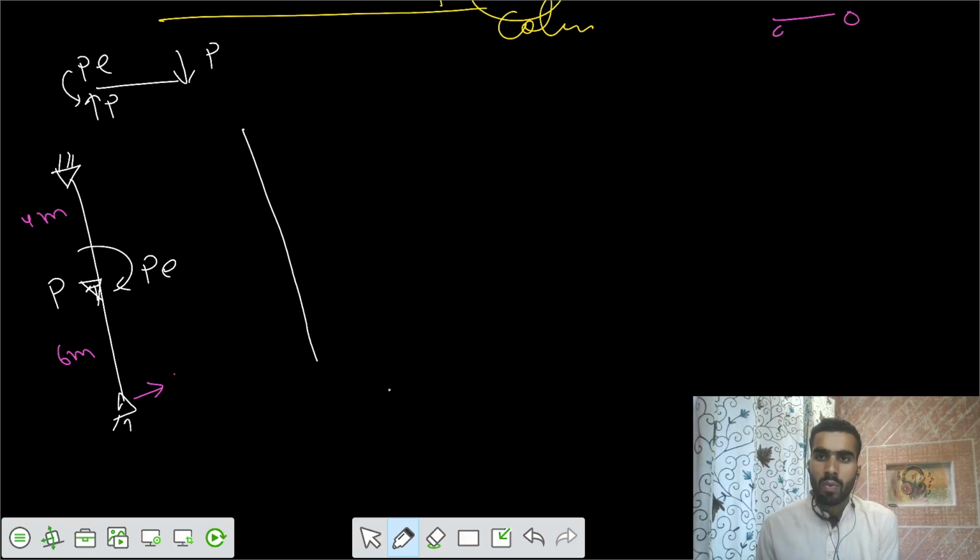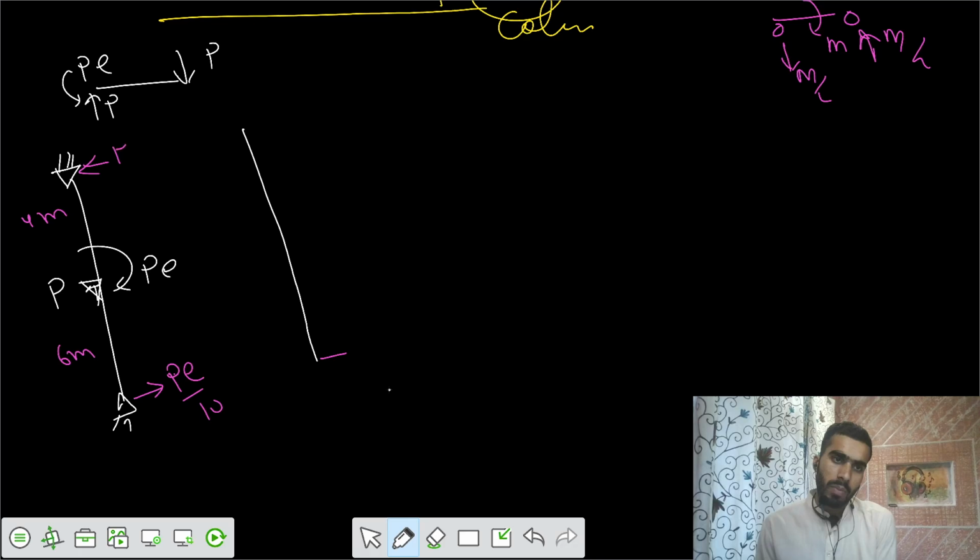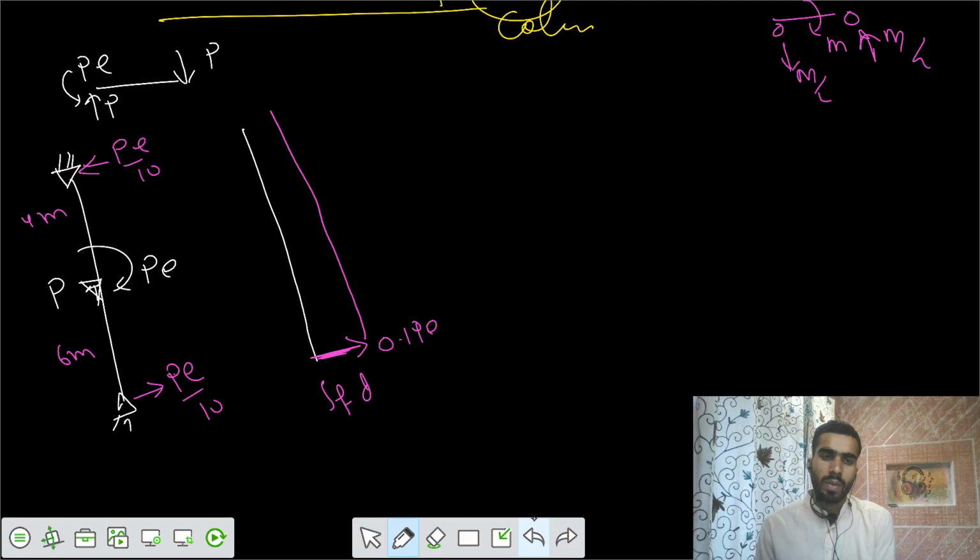Do you know what reaction is developed because of that moment? M by L upwards, M by L. So here the reaction developed would be PE by 10, and here it would be PE by 10 upwards. So if I make the SFD, I would say there is some downward decrease of 0.1 PE, and it would remain constant throughout the length, and it would increase finally. So 0.1 PE is your SFD, negative.